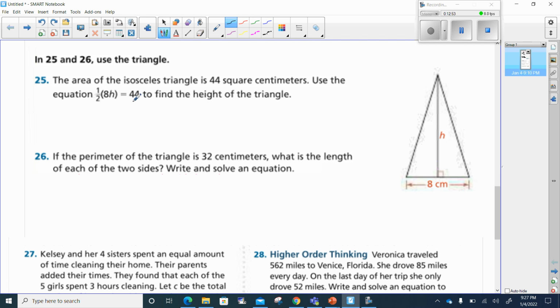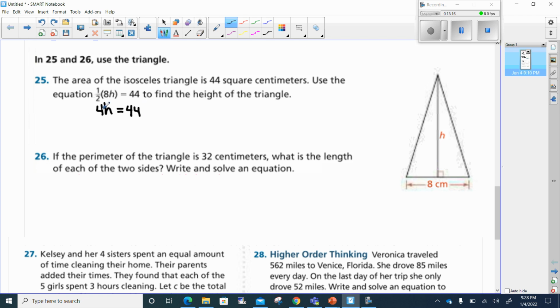First of all, remember I have to do everything the opposite if I'm going to find what h is, and that's what we're doing here. So first of all, I can solve this side first. What is 1/2 of 8? Well, 1/2 times 8 would be 4h. And now I have 4h equals 44.